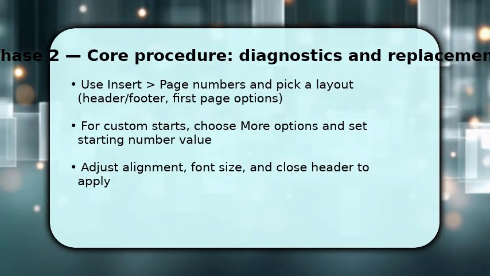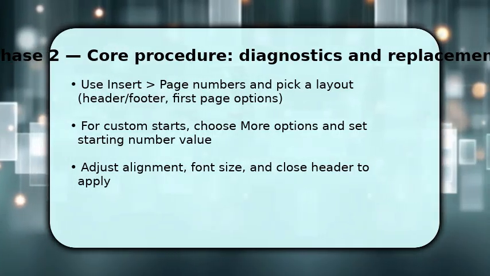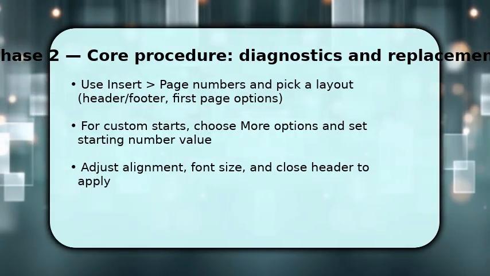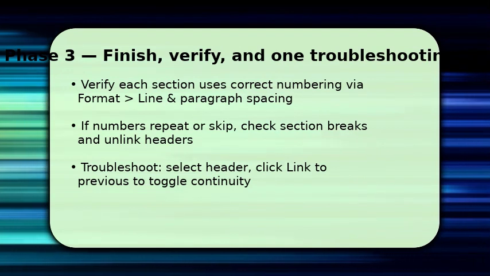Once numbers appear, click into the header or footer to change alignment and font. Make edits there so all pages inherit the style, and then close the header to continue editing. Finish by flipping through pages to confirm continuity and formatting. You want sequential numbering without accidental repeats.